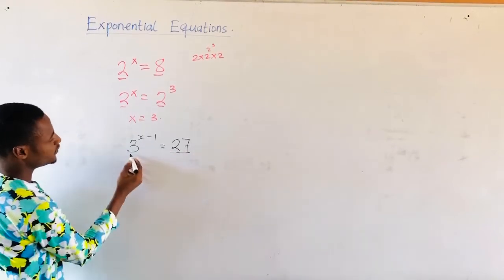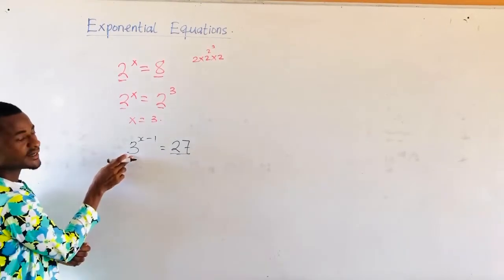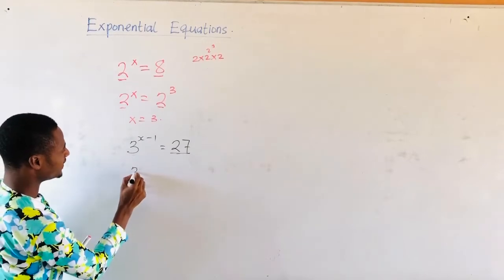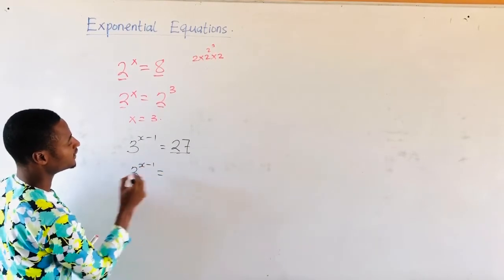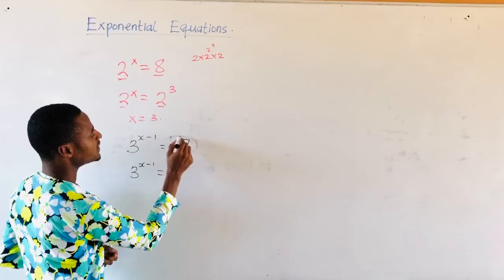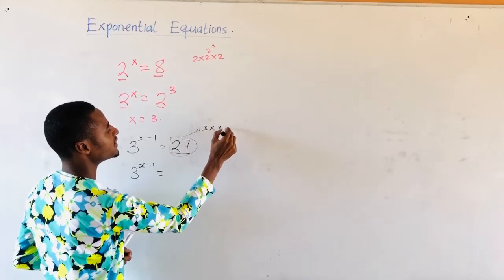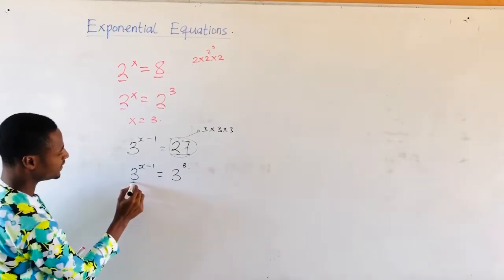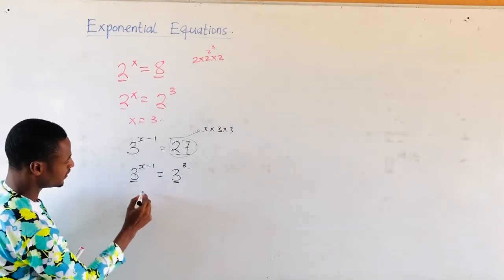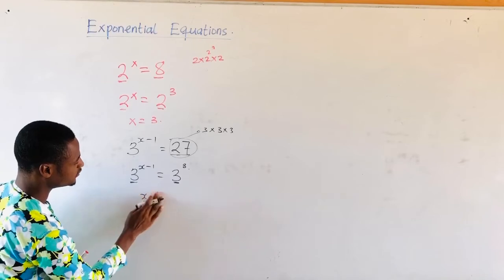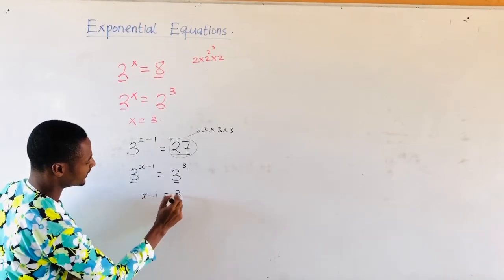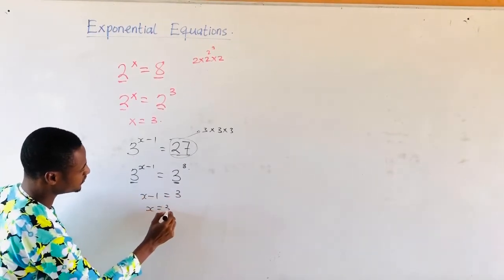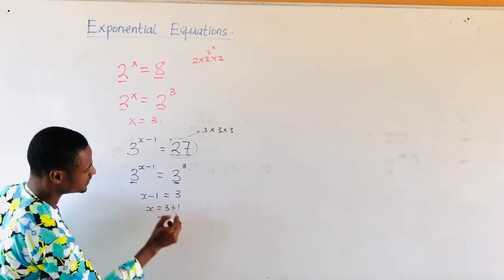27 can also be written in base 3. And so we will have 3 raised to the power x minus 1 is equal to 27, which is 3 times 3 times 3, which will give us 3 raised to the power 3. And now since the bases are the same, we will have the exponents to be equal. So x is equal to 3 plus 1, which will give us 4.